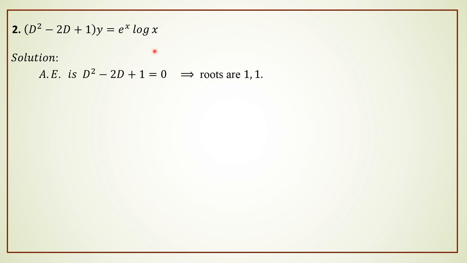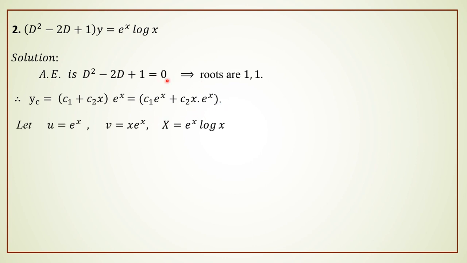So first write the corresponding auxiliary equation. The corresponding auxiliary equation is D square minus 2D plus 1 is equal to 0, and the roots of the auxiliary equation over here are 1 and 1. Hence the complementary function yc is equal to (c1 plus c2 x) into e to the power x. Observe over here the roots are repeating, therefore I have written it as (c1 plus c2 x) into e to the power x, which is equal to c1 e power x plus c2 x into e to the power x.